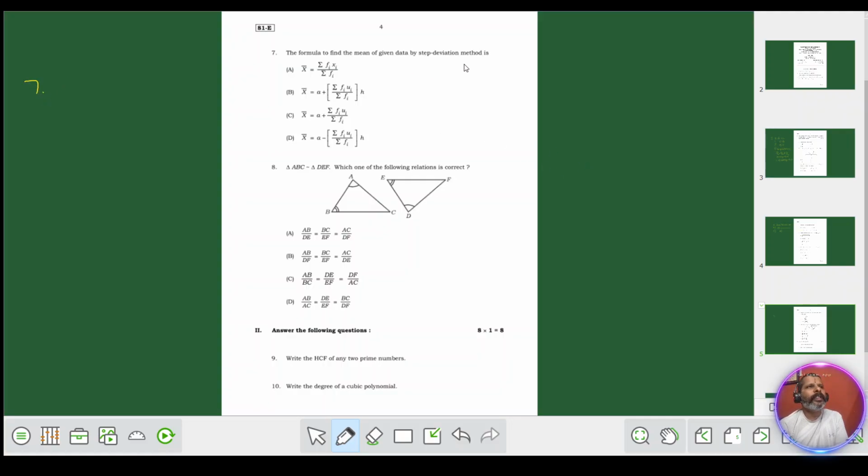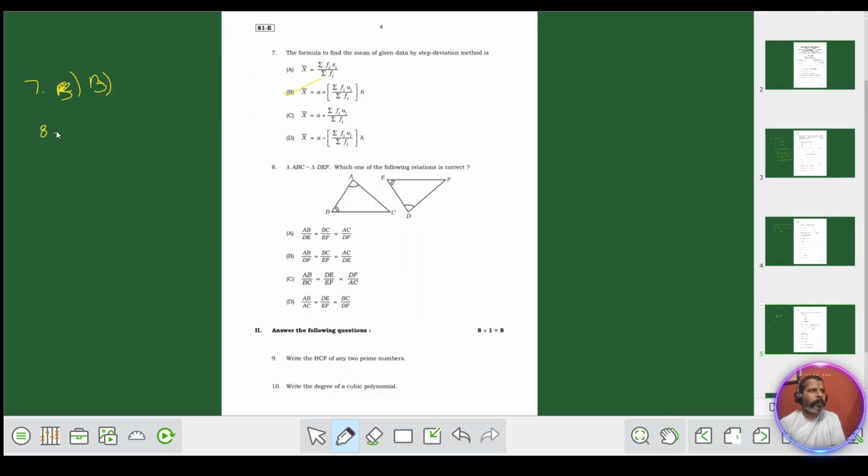Formula to find the mean of this data by step deviation. There are 3 cases for mean: direct method, step deviation. Among that, step deviation they have asked. It is actually C answer because x bar, that is mean, is equal to a plus sigma fu by sigma fi. Sorry, my mistake. It's into h should come, no? h should be there. h is always important here because we use that h to divide the midpoint minus a by h, right? So it should be B. I'll write here B.